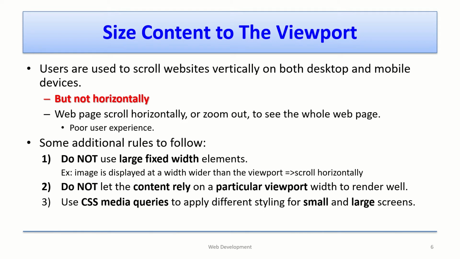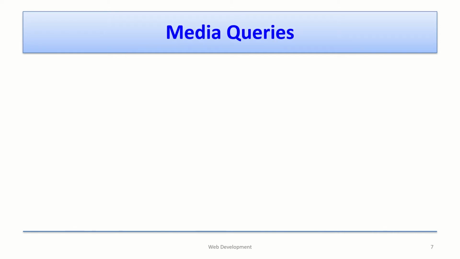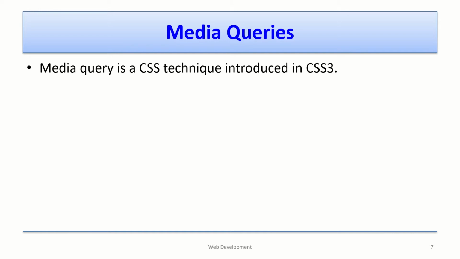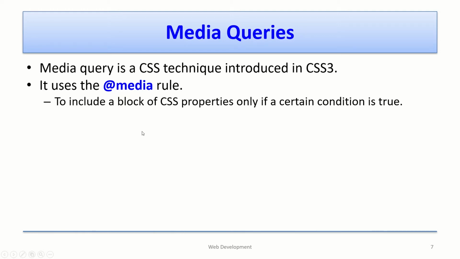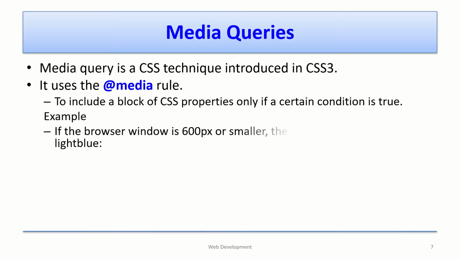So let's see how we can use these CSS media queries. All right, let's see what a media query is. Actually, media query is a CSS technique introduced in CSS3. It uses the @media rule to include a block of CSS properties only if a certain condition is true. Let's see the example. If the browser window is smaller than 600 pixels, then we can change the background color.